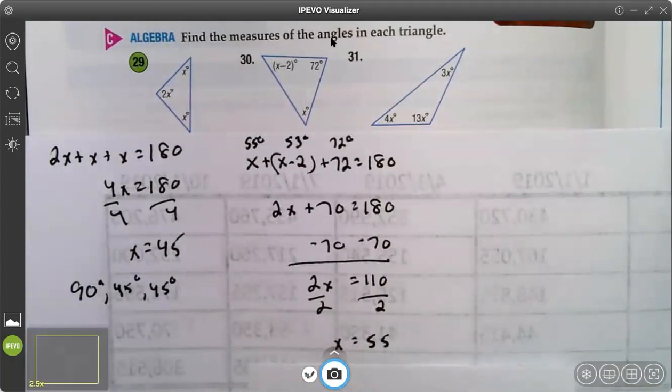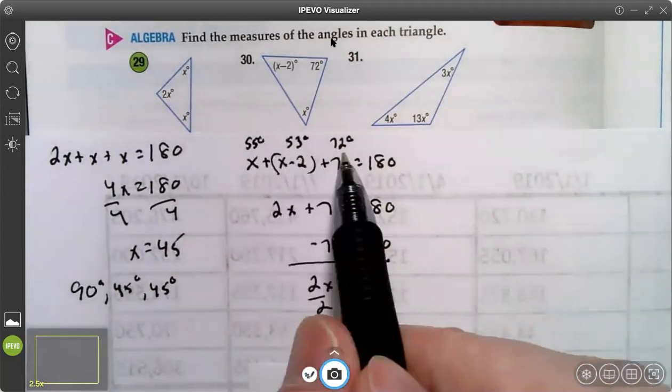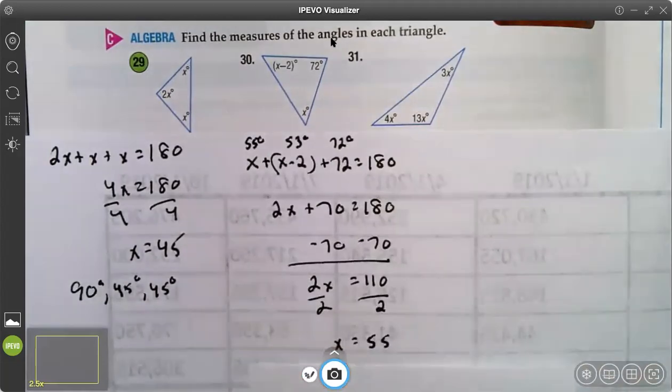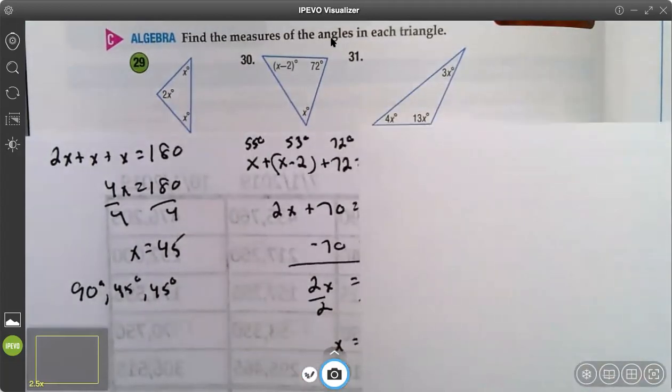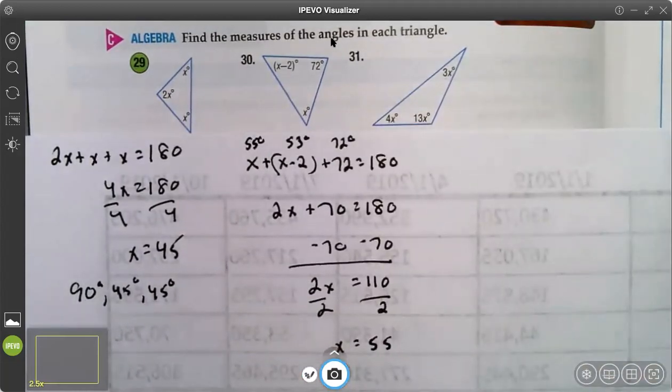So what kind of triangle does that make it when we classify it by its angles and by its sides? All three angles are acute, and they're all different. So that would be an acute scalene triangle. Last one, try number 31. See if you can find x, then find all the angles, and then classify it by its angles and its sides. Number 31.